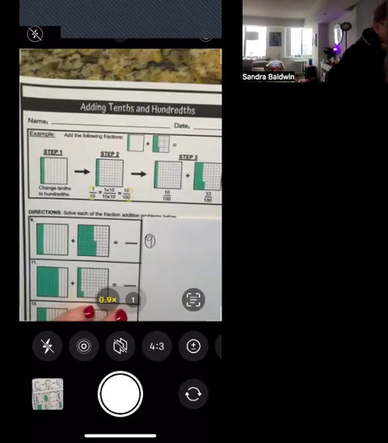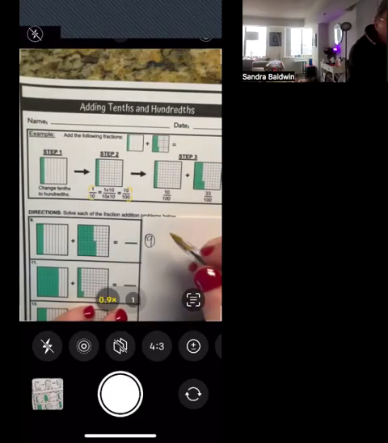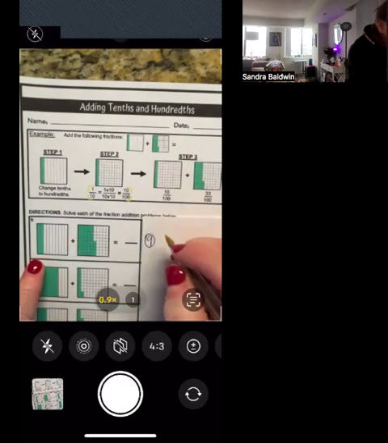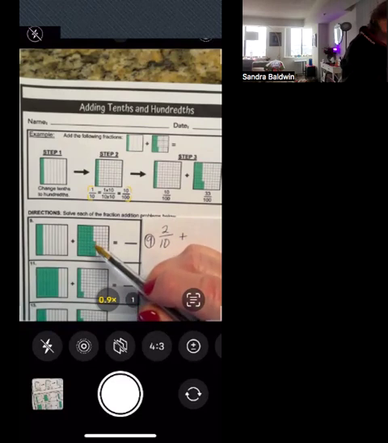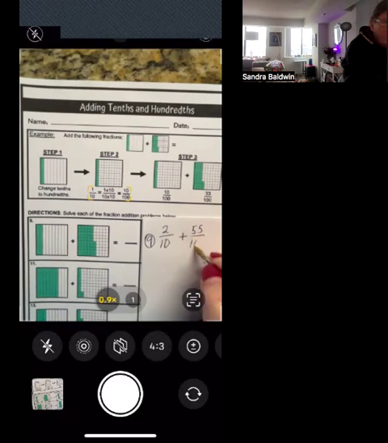Okay, we're going to continue adding tenths and hundredths. We'll start with number 9. So I can see from my picture, it is 2/10, and I'm adding that to 10, 20, 30, 40, 55 hundredths.